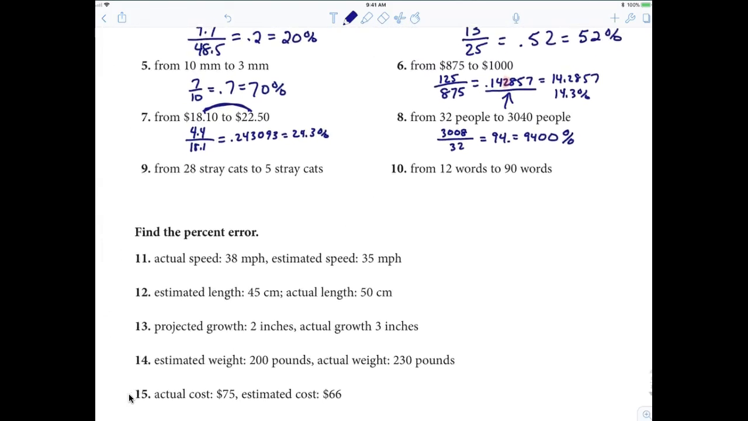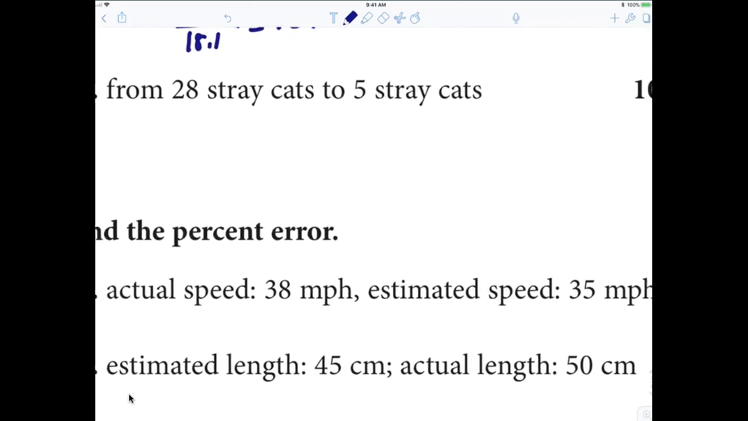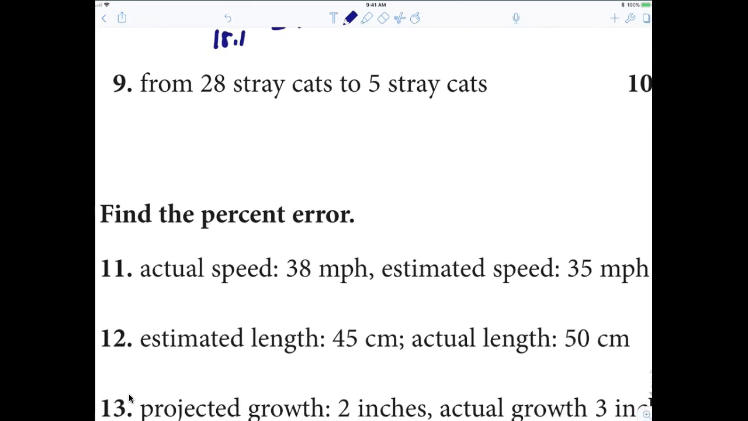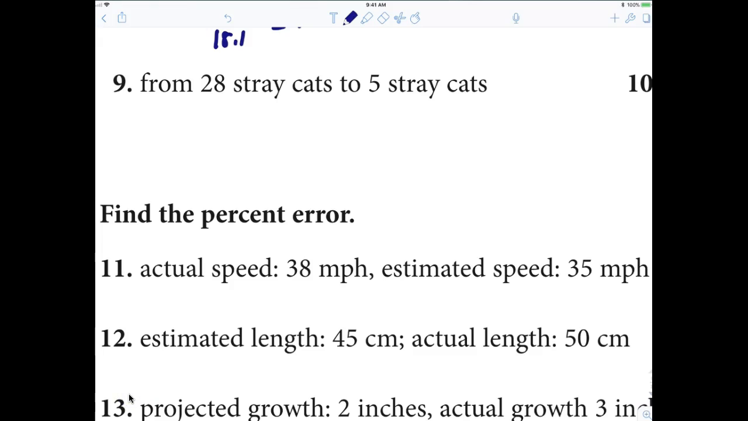So let's take a look now at number 9, Jess. What do I got? Just tell me the fraction. Good job, girl. It came out to be 0.8. Good. I'm good with that. So then that rounds to what?